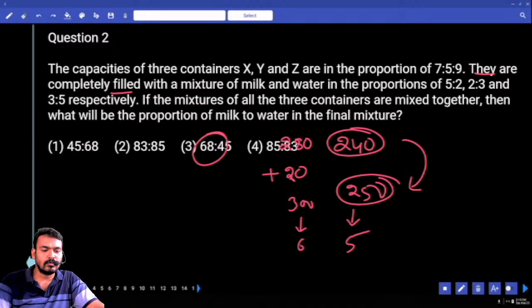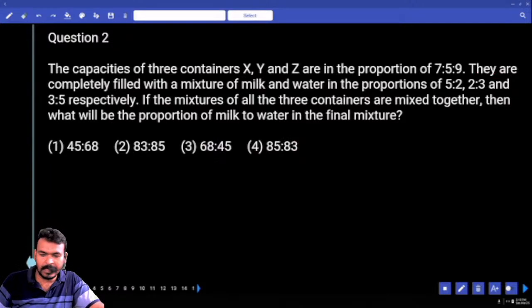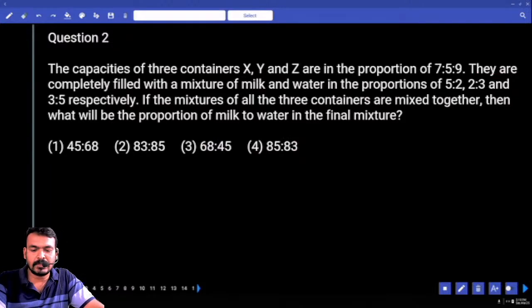Next, question number 2. The capacities of 3 containers X, Y, Z are in the ratio of 7:5:9. They are completely filled with a mixture of milk and water in the proportions of 5:2, 2:3 and 3:5 respectively. If the mixtures of all the 3 containers are mixed together, what will be the proportion of milk to water in the final mixture?